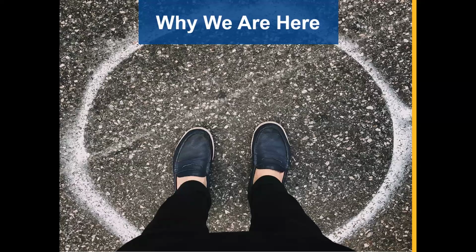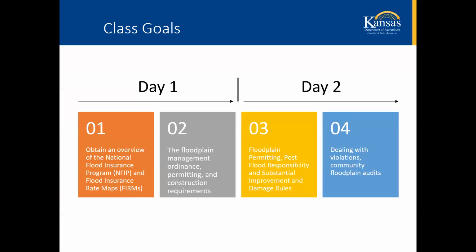Thanks. So why we're here. Our class goals for day one are to get an overview of the NFIP and flood insurance rate maps in the first hour, and then in the second hour, we'll look at the floodplain management ordinance and those regulations. We'll go a little bit over permitting and then the construction requirements.